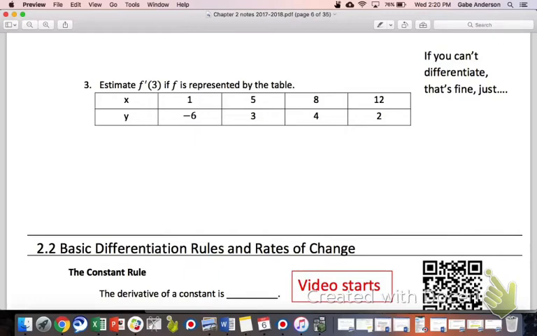That's a great strategy. So I'm going to write it like this. I'm going to say f prime of 3 is approximated by... how do we find the slope between 1 and 5? What would that look like? Say again?